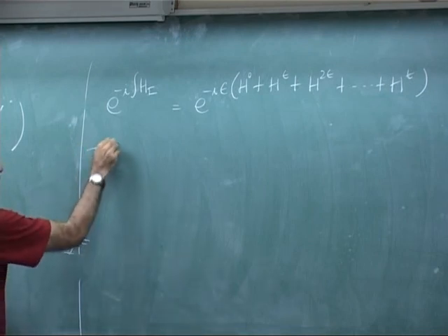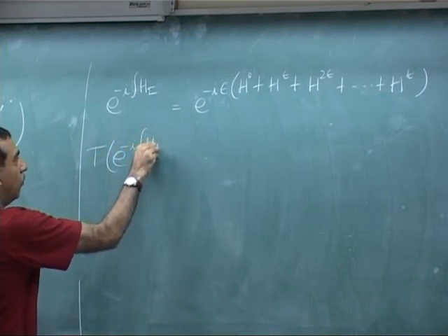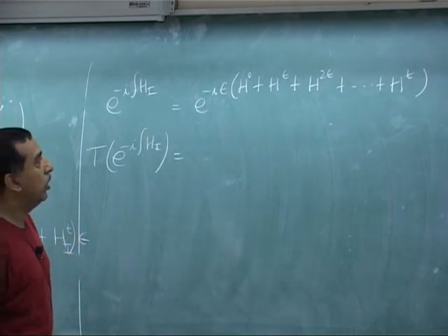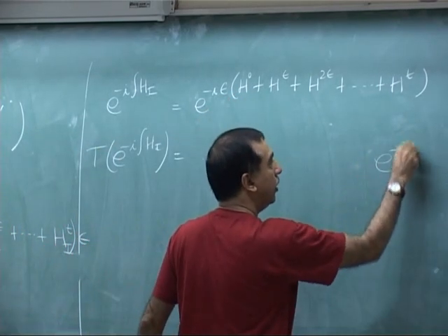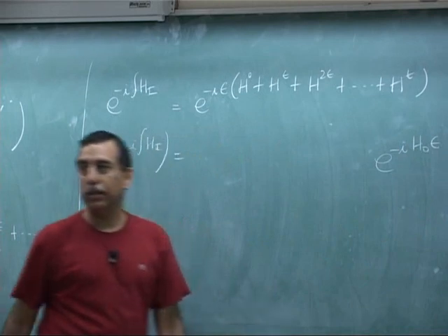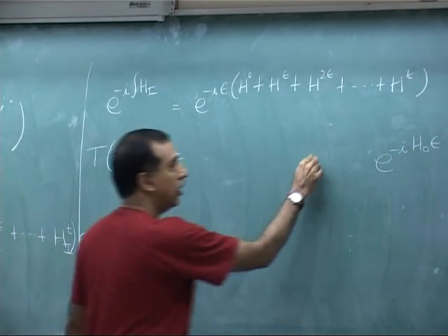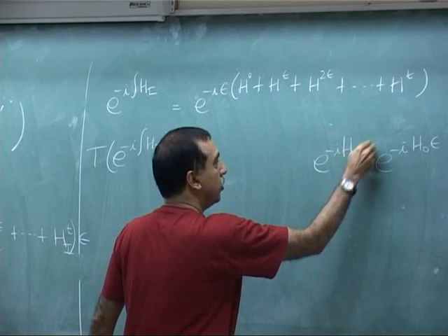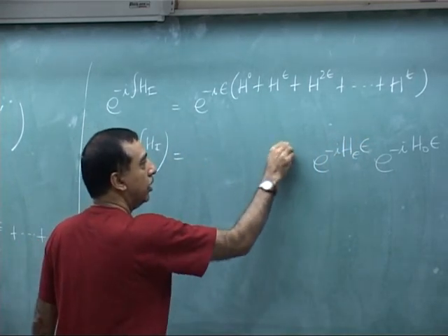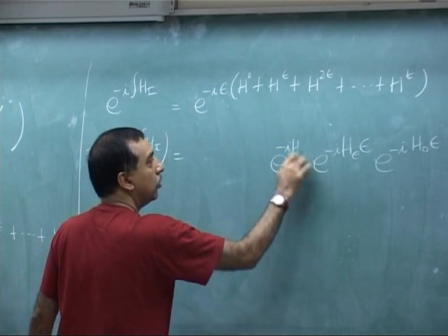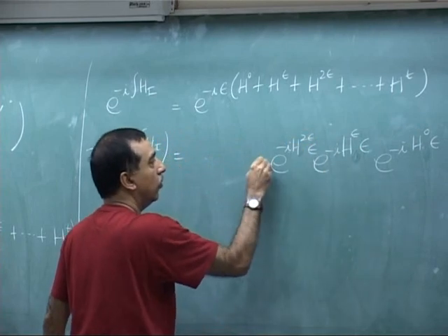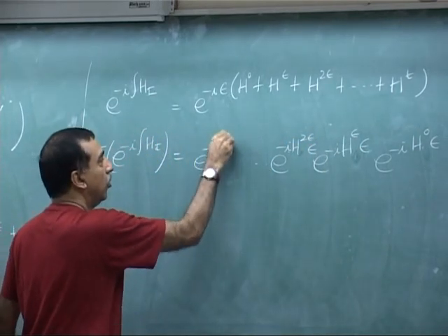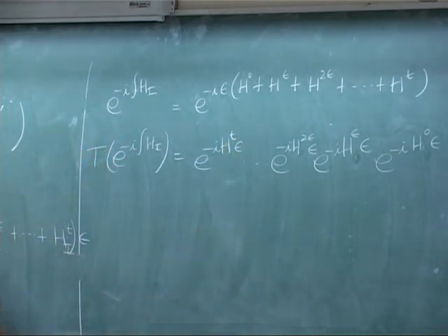On the other hand, T of this follows a very simple rule. It says, first look at the earliest time, h naught. Write e to the minus i h naught epsilon here on the rightmost point. Next, write e to the minus i h epsilon times epsilon. Next, write the following ones. And here, h at time t times epsilon. You see the difference between these two expressions clearly?